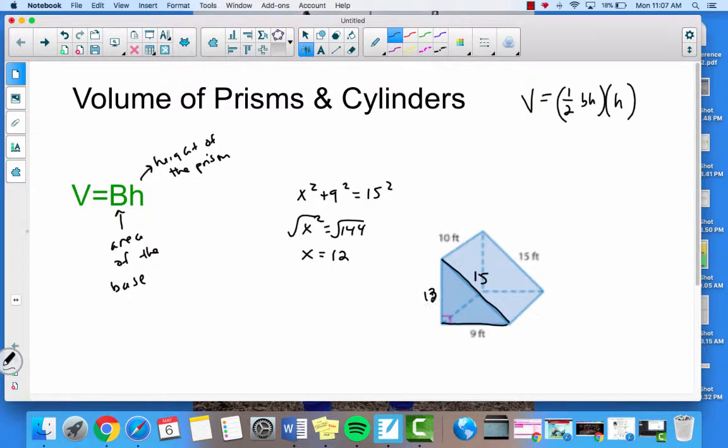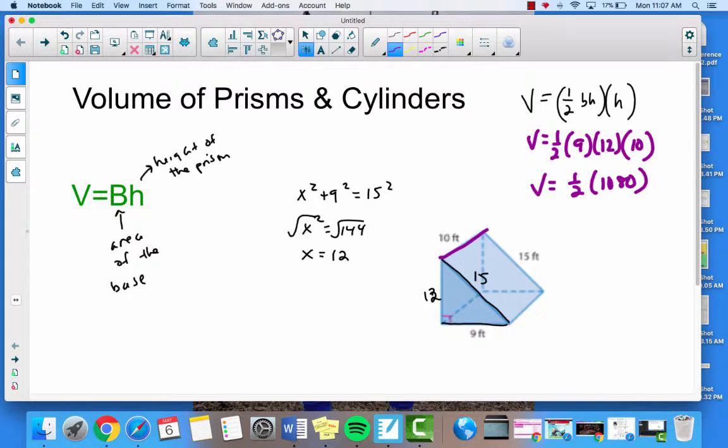So now we know the height is 12, and I can plug everything into the formula. So when I plug this in, I get 1/2 times the base, which is 9, the height of the triangle, which is 12, and then the whole height of the prism. And remember, height of a prism goes from one base to the other, so that's here. That's going to be 10. And now it's just a matter of calculating in your calculator, multiplying it out, and dividing by 2. 9 times 12 times 10, that's going to be half of 1,080. So if we take half of 1,080, we get that the volume is 540.